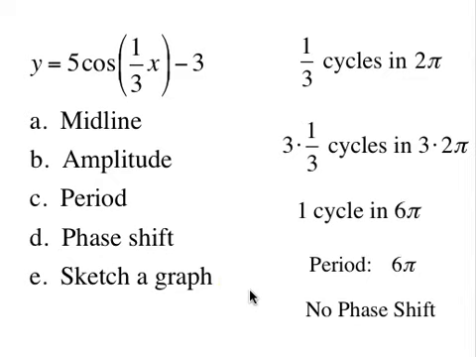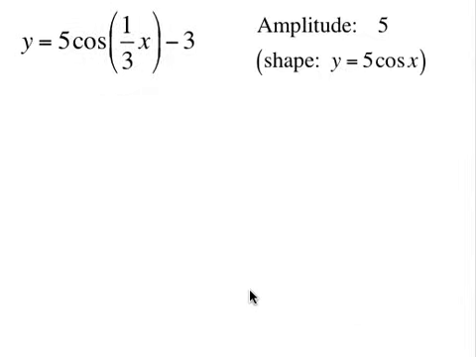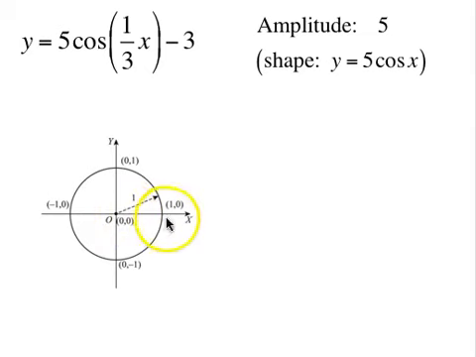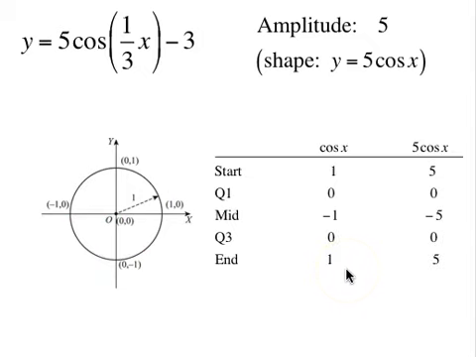Which brings us where? Let's put all this together. Amplitude is 5. The shape is y equals 5 cos x. Remember our unit circle, cosine are the x values. 1, 0, -1, 0, 1. So that's for the starting point, first quarter, midpoint, third quarter, ending point.